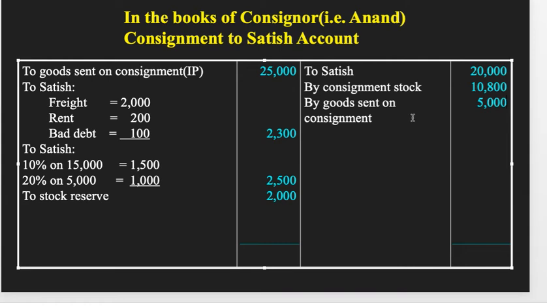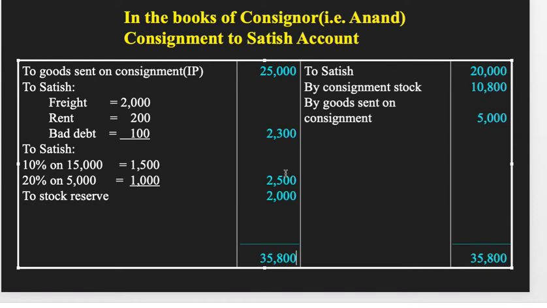It is 5,000. Now if we calculate on both the sides, we are going to get how much here? We will add it: 20,000 plus 30,800, that is 35,800. So we are going to write down here 35,800. And here again it should be 35,800.